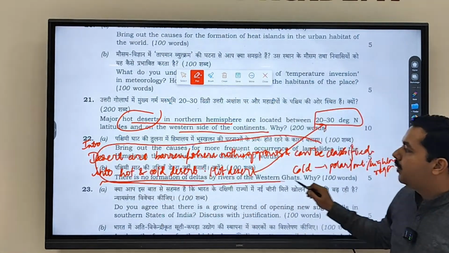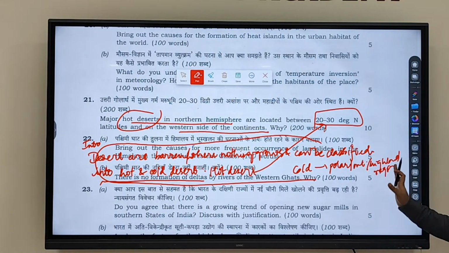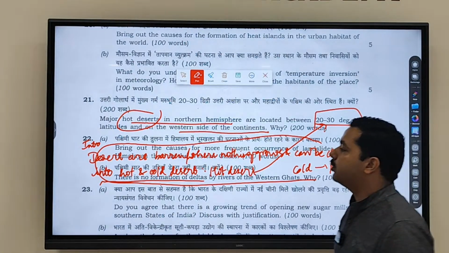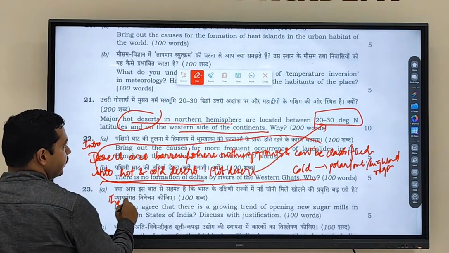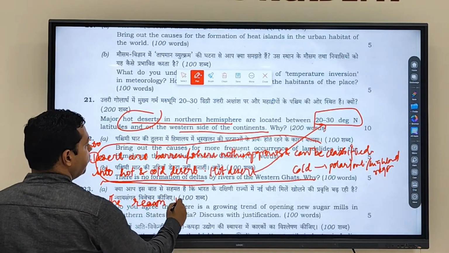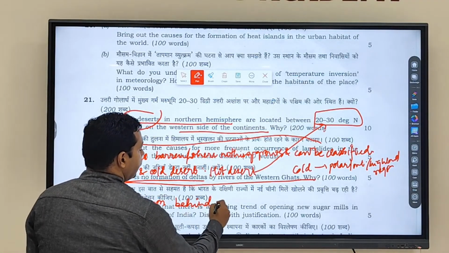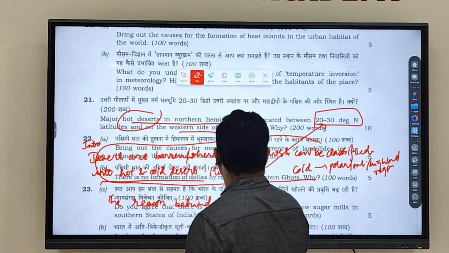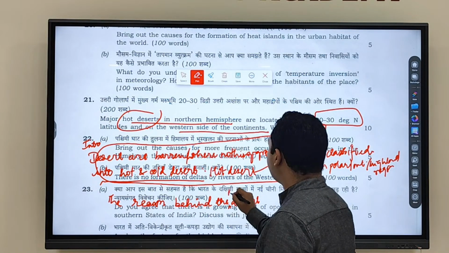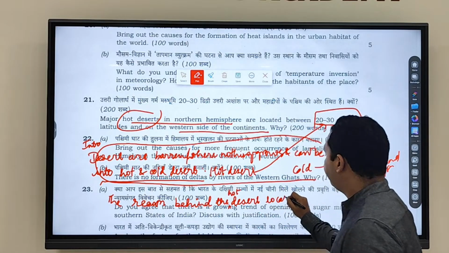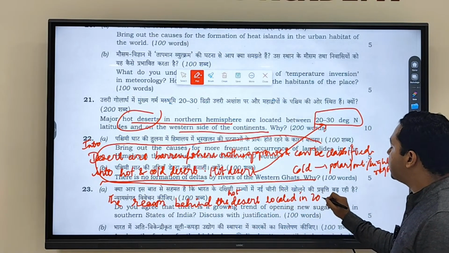Deserts are barren, where nothing grows, and they can be classified into hot and cold deserts. Hot deserts lie between 20 to 30 degrees, while cold deserts generally lie in the polar or highland region. Fine. Now you have to write the reason in the body part, the reason behind hot deserts being located in 20 to 30 degree latitude.